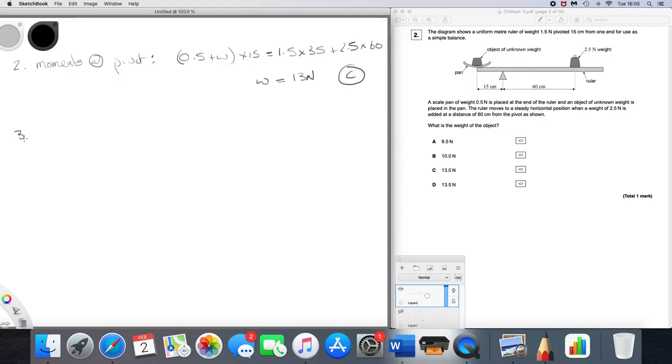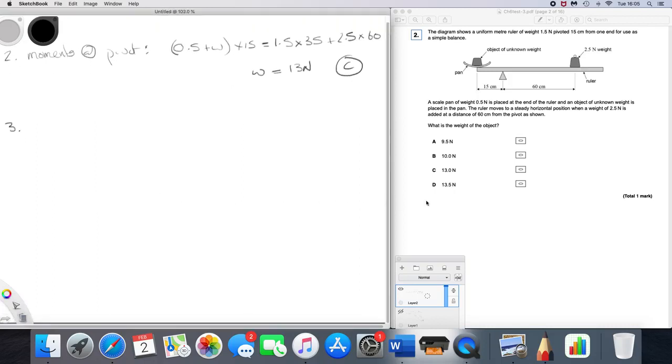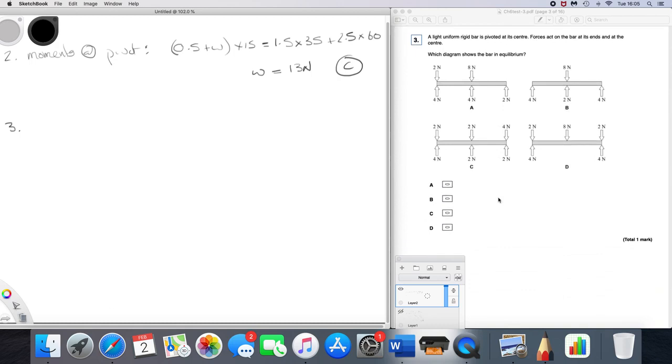Question 3 then. A light, uniform, rigid bar is pivoted at its centre. Forces act on the bar at its ends and at the centre. Which diagram shows the bar in equilibrium? Well, let's apply our sum of forces. That seems to be the quickest, easiest one to apply. And we've got 2 and 8 down, and we've got 4, 4, 2 up. So A is good.